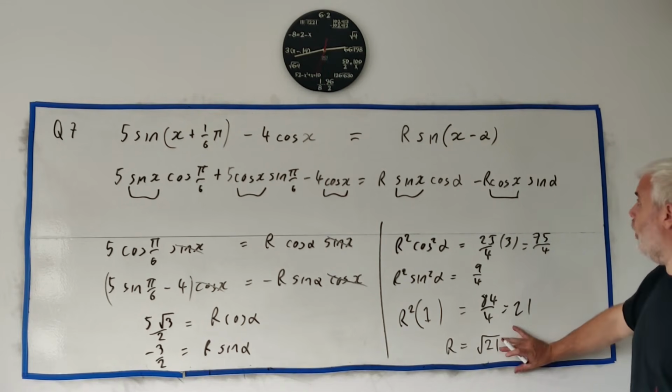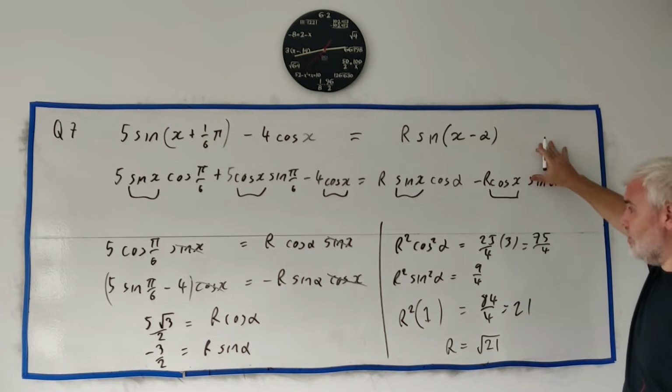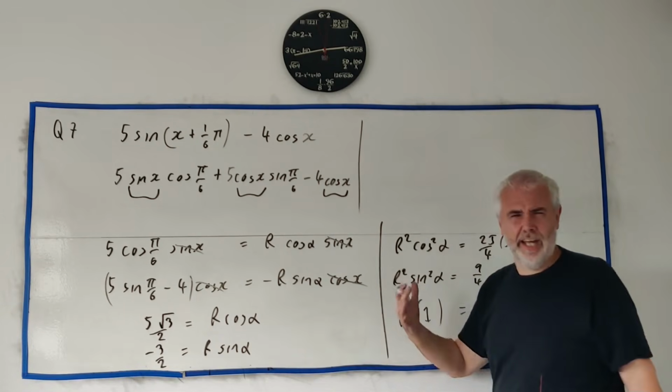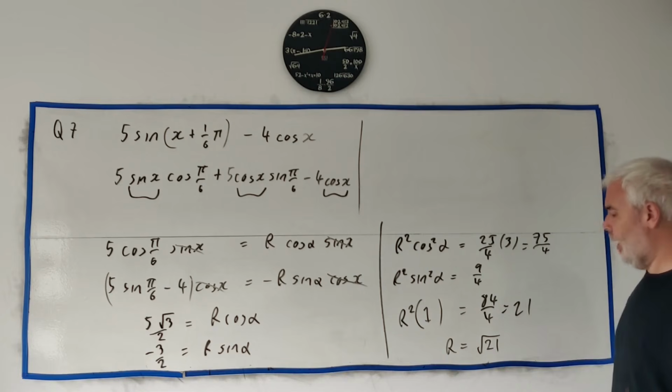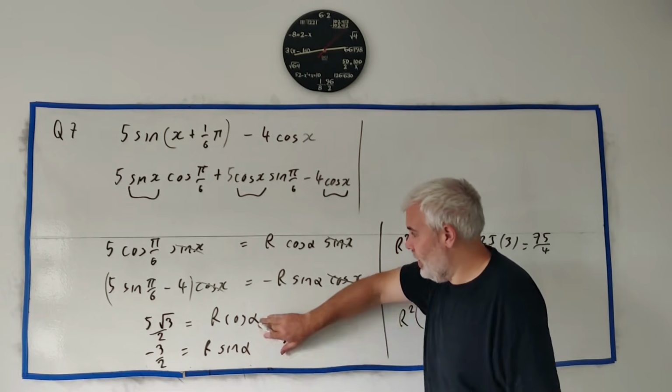That's your answer for R. Let me just rub out a little room up here, because it's not going to take much space to find alpha. We're going to work from these same two equations. We could have got alpha before R, it really didn't matter. We're going to take this one divided by this one.